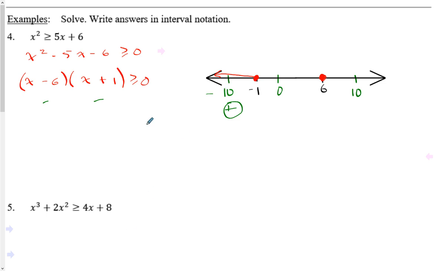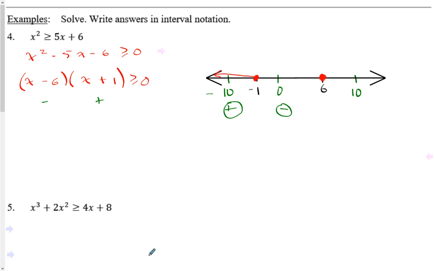Next, as I look when x is equal to 0, if I have 0 minus 6, that gives me a negative. 0 plus 1 gives me a positive. So notice I don't actually care what the value is because I just want to know for any point in this interval, will the result be positive or negative? Here, I'll get a negative because negative times positive gives me a negative. Is that greater than or equal to 0? No. So I don't want to include any points in that middle interval.